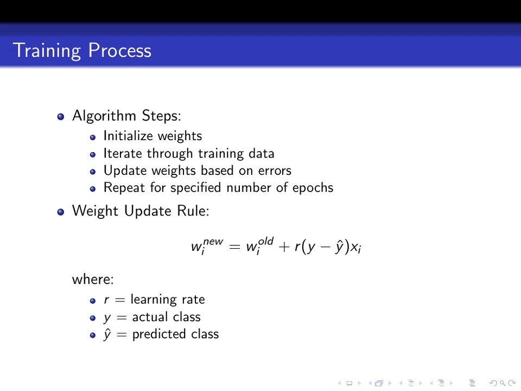The training process for perceptrons involves iterative updates to the weights. First, weights are initialized. Then, the perceptron iterates through the training data and updates weights based on errors. This process repeats for a specified number of epochs. The weight update rule is wi new equals wi old plus r times (y minus y hat) times xi, where r is the learning rate, y is the actual class, and y hat is the predicted class.